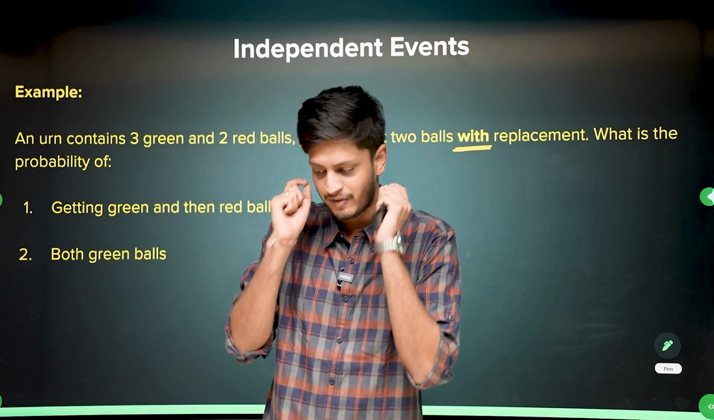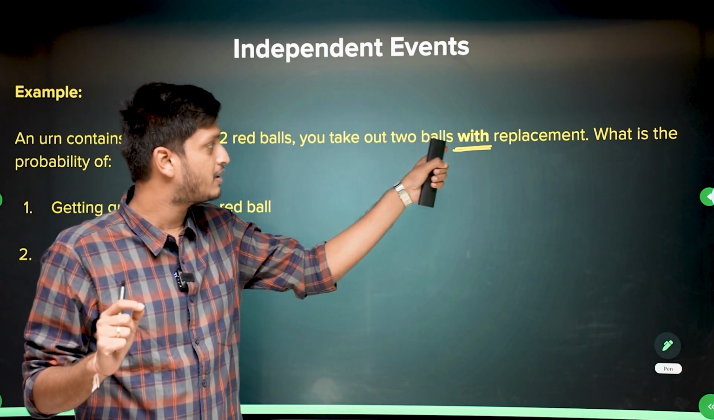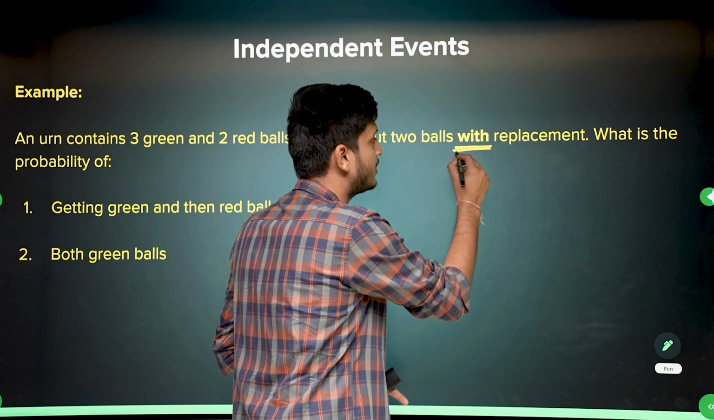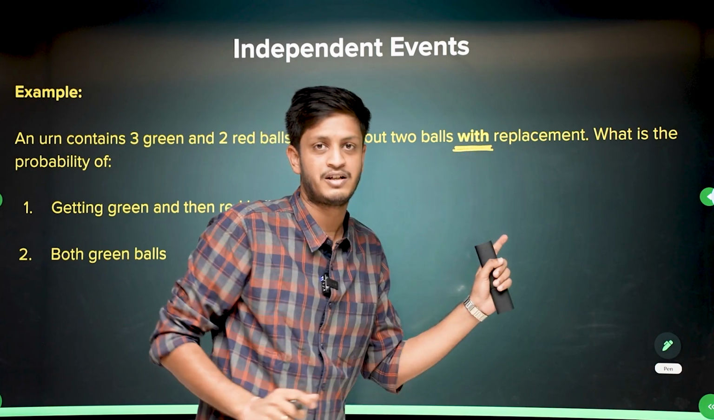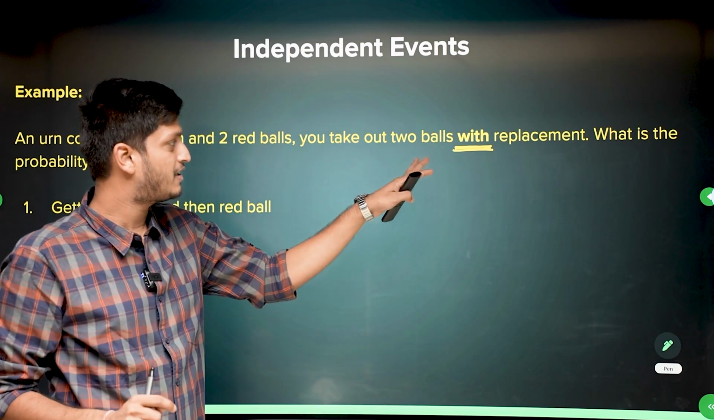Read the problem in probability very carefully. I made this mistake in GATE as well. With replacement is a very small buffer. I made it bold here, but in the paper it won't be bold. So read it very carefully.